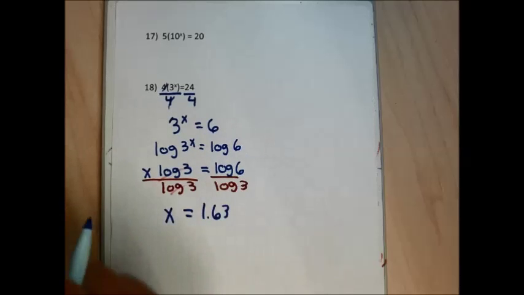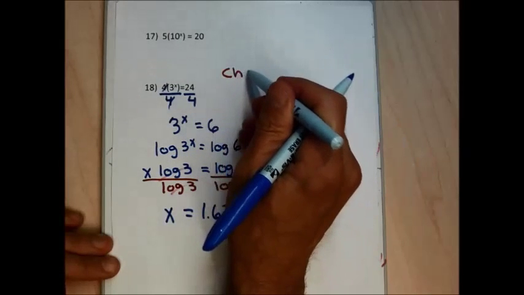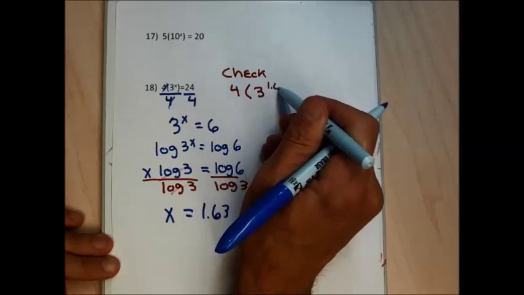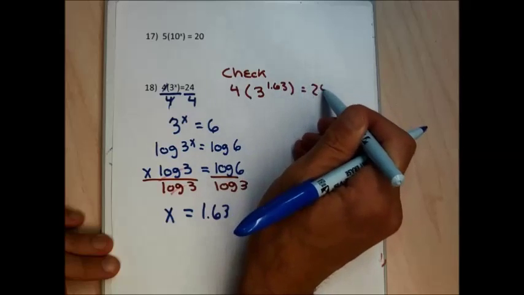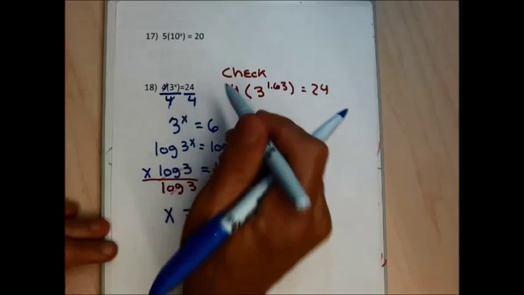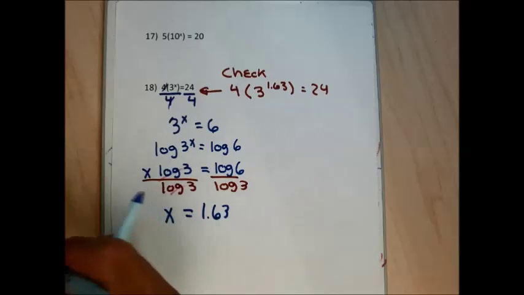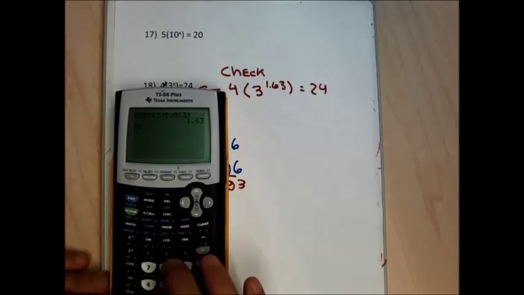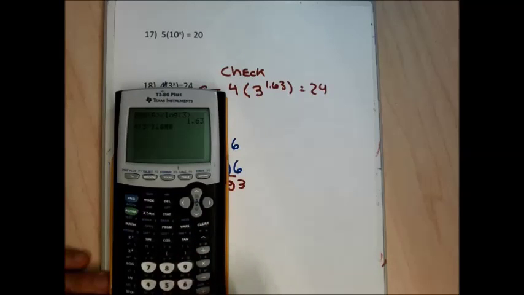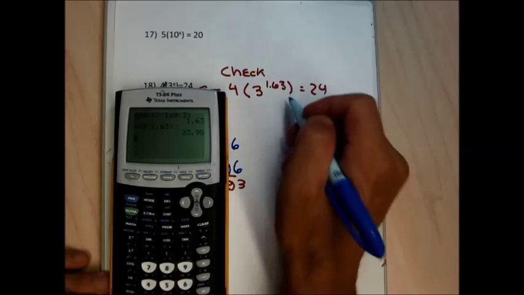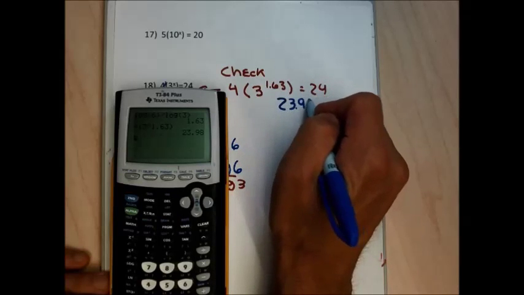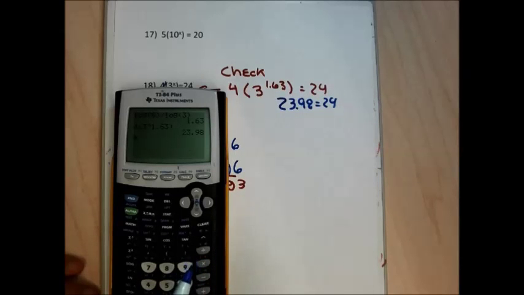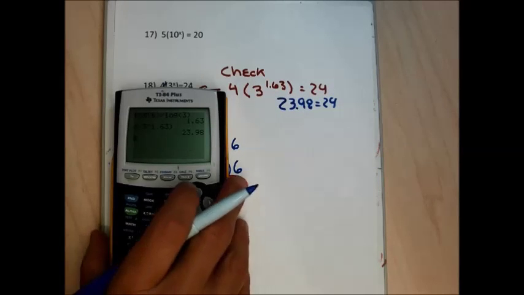And then to check, I'm going to enter 4 parentheses, 3 to the 1.63 power parentheses, and that should equal 24. That's just going to the original problem and putting in 1.63 for x. Let me see how that works out. So 4 parentheses, 3 up arrow, 1.63 parentheses, and I get 23.98, which is about 24. Anytime I have an answer that's rounded, I'm not guaranteed an exact check. That's close enough for me.